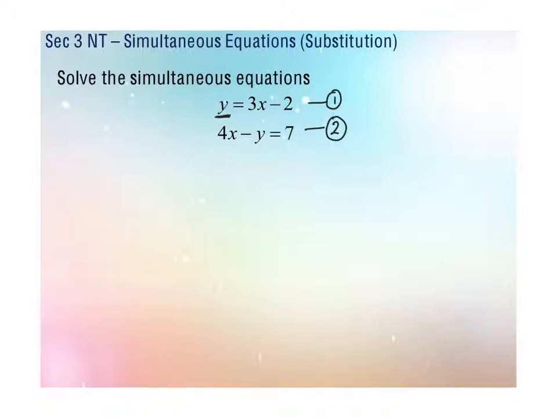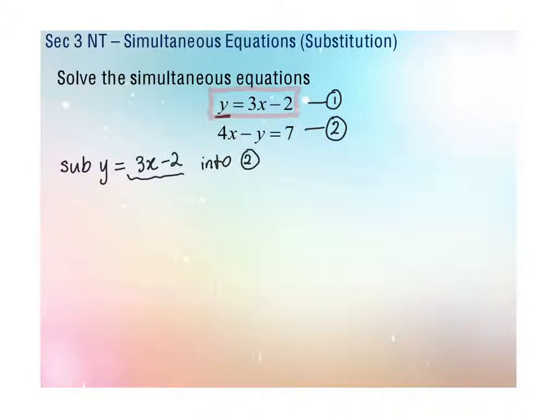Now when we want to solve by substitution, we will prefer a question where something is already the subject. For example, y is already the subject or x is already the subject. Then we'll try to use this method. So in this case, we are going to do substitution. y is equal to our first equation, 3x minus 2. So the moment we see y, we replace it by 3x minus 2 into equation number 2.